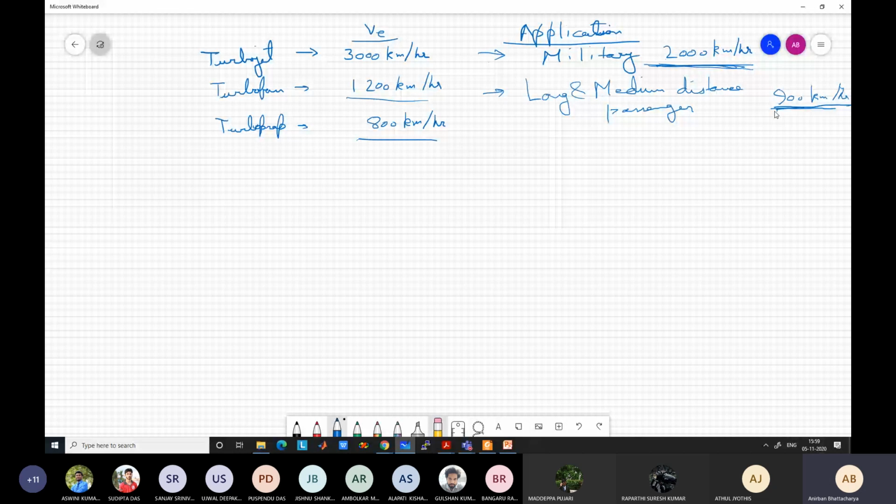In this case, if we use a turbojet engine, what is the problem? We could have used a turbojet engine. Then what are the problems? Can you say a couple of problems? Two major problems, if I use a turbojet engine for this case. Any answers?